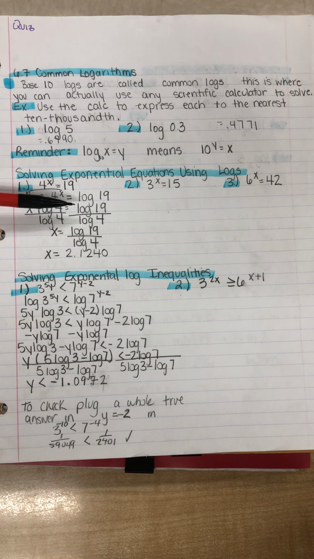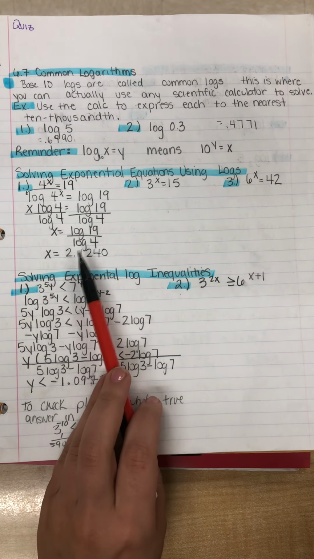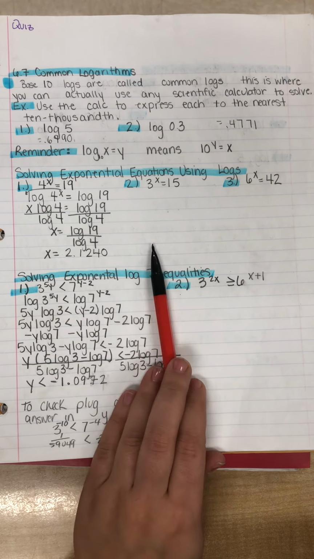So then we type this in. Log of 19 divided by log of 4. Right? That's my answer. So we just type that in, and that's the decimal we get. 2.1240 with rounding.